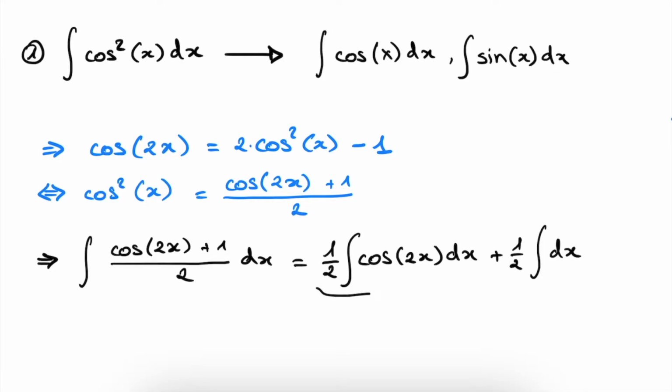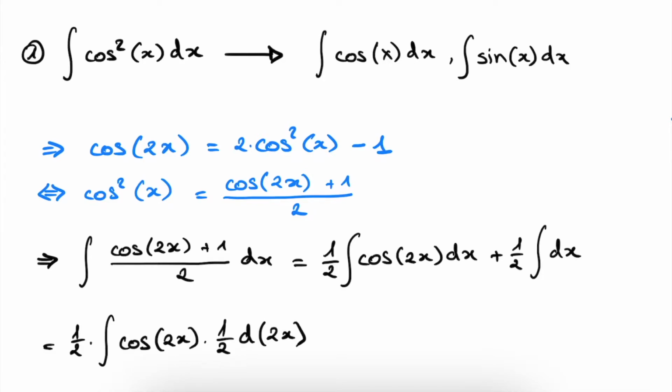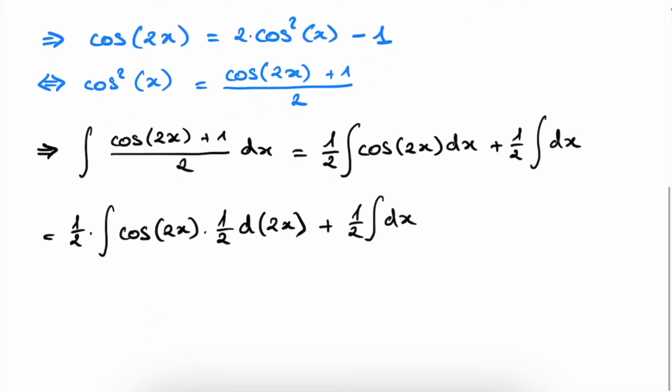And we can actually solve this first integral using the method of substitution. So we get 1/2 times the integral of the cosine of 2x times 1/2, which is a compensation factor for writing d of 2x. And this 2 here that we plugged in is simply cancelled by this 1/2 in front of it, plus 1/2 times the integral of simply dx. And this we can now very easily solve.